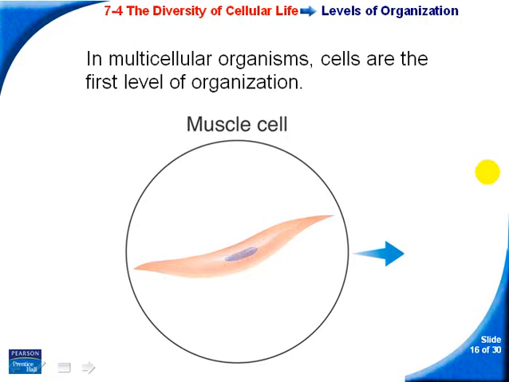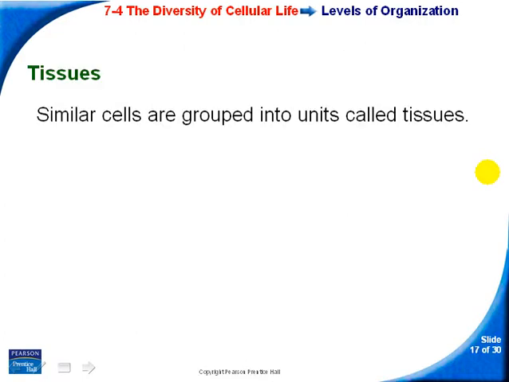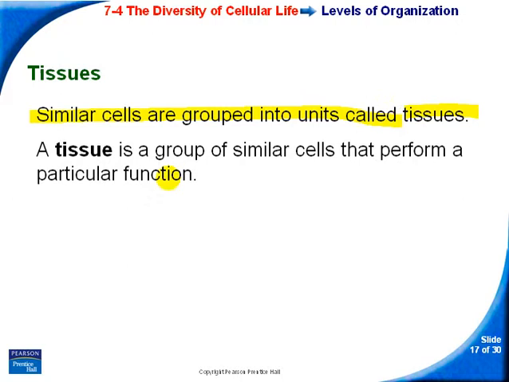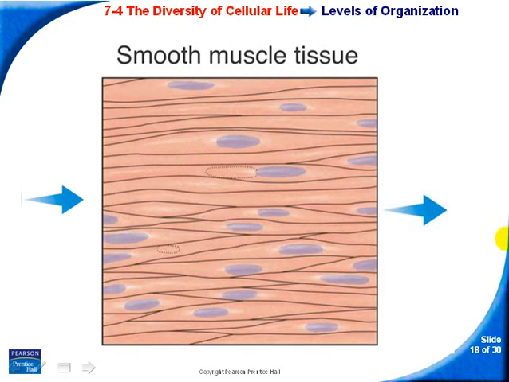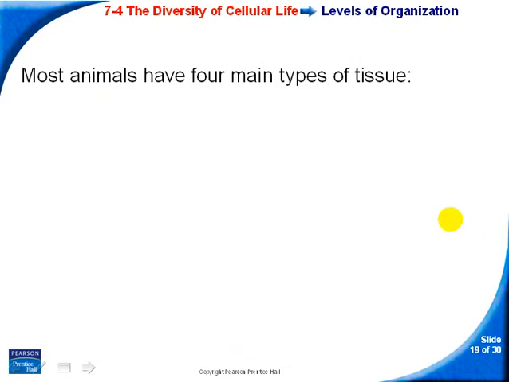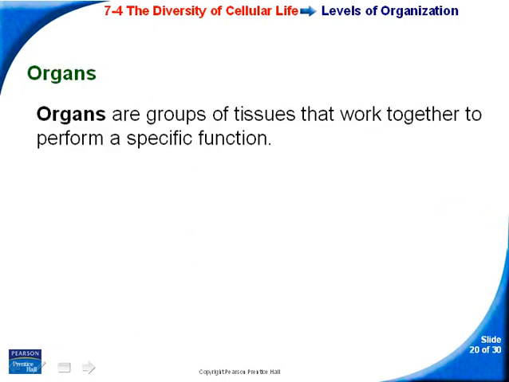So cells are the first level of organization. Similar cells are grouped into units called tissues. So tissue is a group of similar cells that perform a particular function. That's really the correct definition right there. There's smooth muscle tissue. Most animals have four main types of tissue: muscle, epithelial, nervous, and connective.